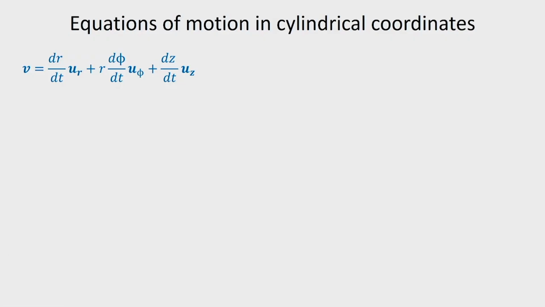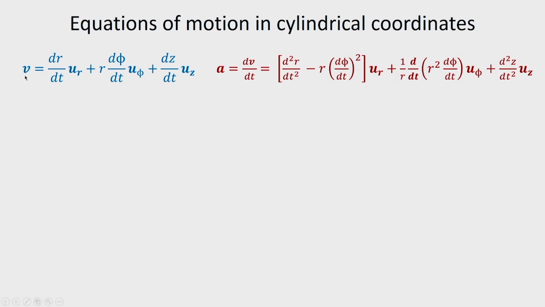The velocity in cylindrical coordinates, we can write as dr/dt u_r, where u_r is the unit vector along r, then r dφ/dt u_φ, where u_φ is the unit vector along φ, and dz/dt u_z, where u_z is the unit vector along z. We are using cylindrical coordinates r, φ and z. Now, the acceleration, which is the time derivative of velocity, can be written in this form. Again, it is shown as its r, φ and z components.